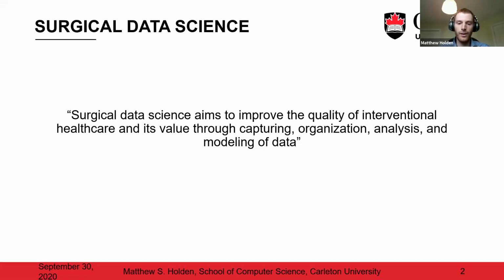The second thing that I want to point out is this involves all components of the data pipeline. It is not simply about machine learning, but it's rather about including the capturing of data or collecting, how we can organize it, and how we can analyze and process it.